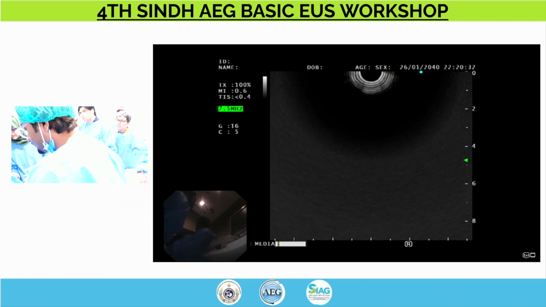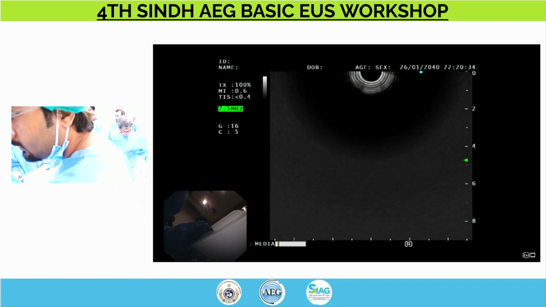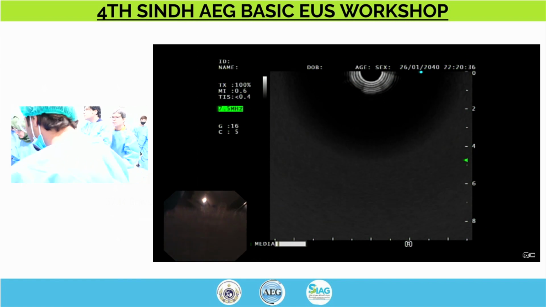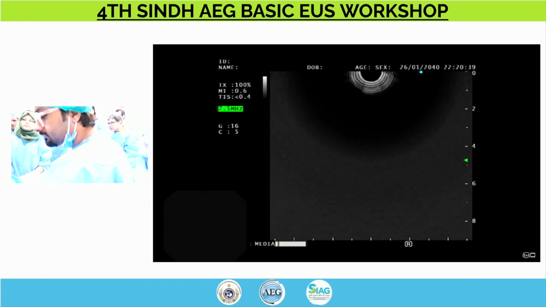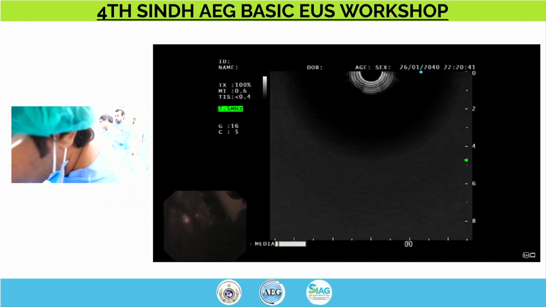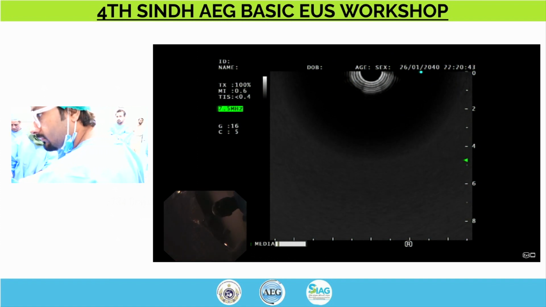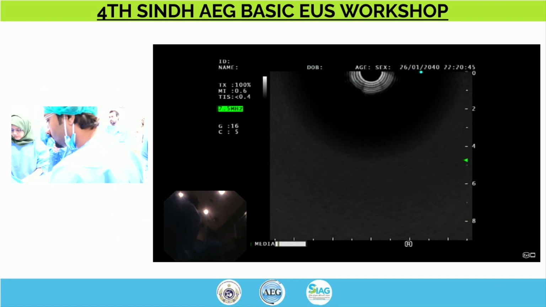So, Dr. Khalid, the patient has desaturated. For the time being, the anesthetist has asked us to hold the procedure. Okay. We'll go in again. This side, Khalid.